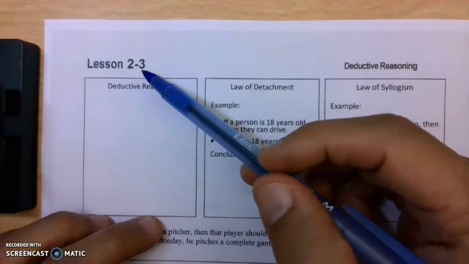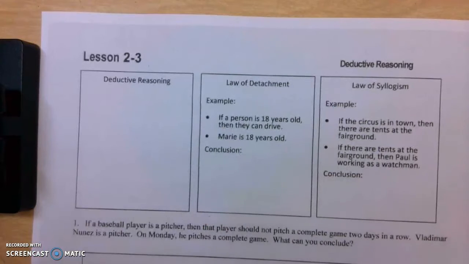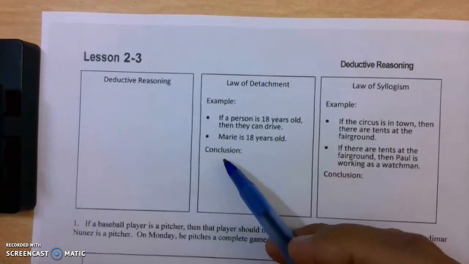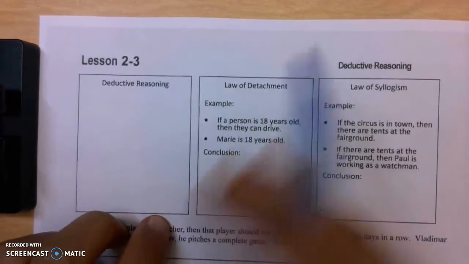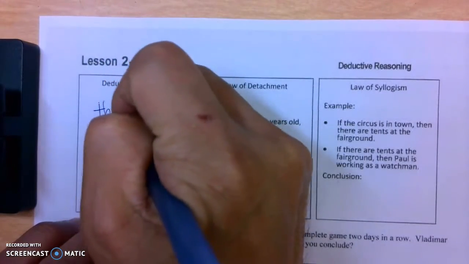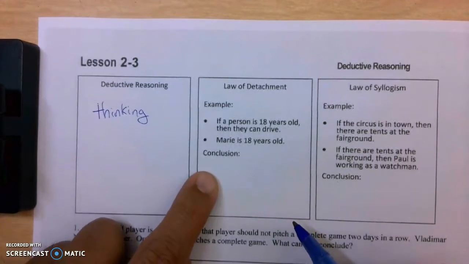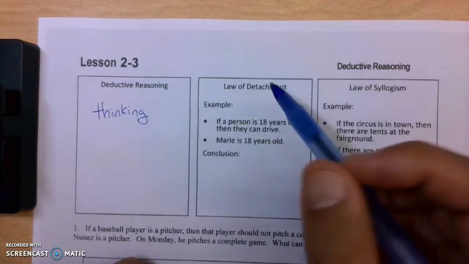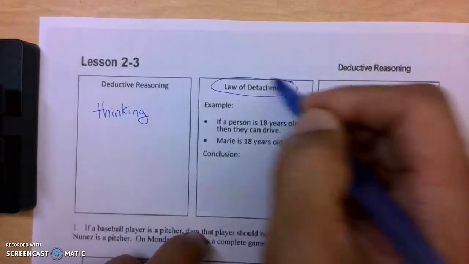Okay, here are the notes for lesson 2-3, deductive reasoning. What you're going to be doing today is basically reading a lot of sentences and then coming up with a conclusion. Deductive reasoning, there's some book definition, but basically this is thinking. You're going to be given some sentences, and all you have to do is think and then come up with a conclusion. They have two types of laws here, law of detachment and law of syllogism.